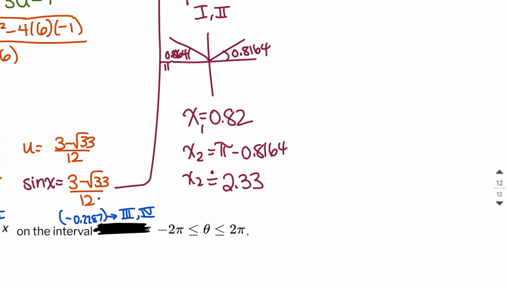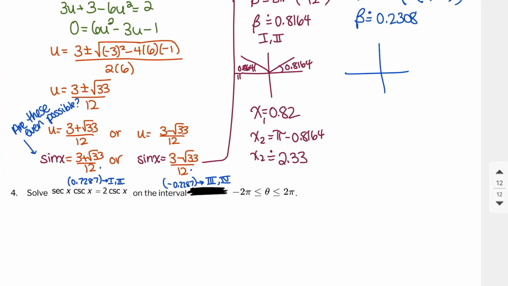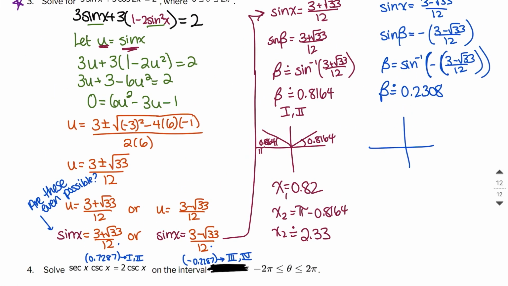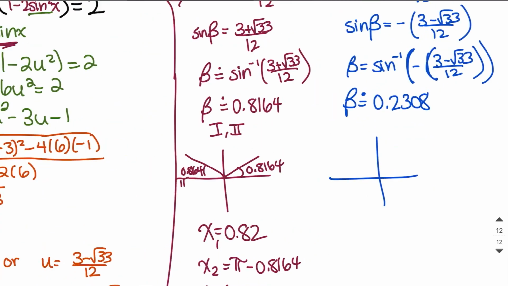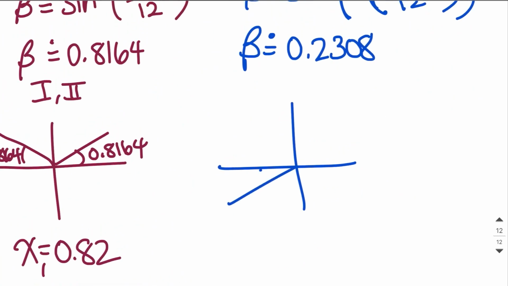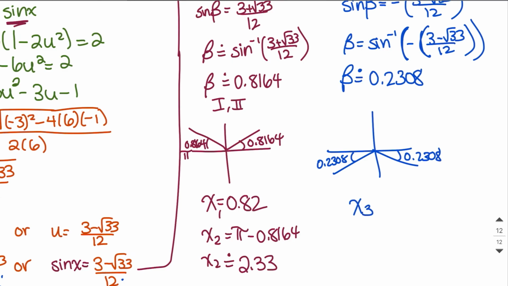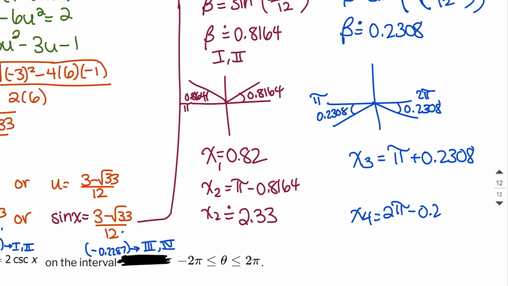Now let's go ahead and look at our next answer for beta right here. So our other related acute angle is 0.2308, but it was originally the inverse sine of a negative number, which means we're looking at quadrants 3 and 4. So this related acute angle right here is 0.2308 right here, as well as 0.2308 right here. So that means that my x3 would have to be pi plus 0.2308, and then my second angle would have to be 2 pi minus 0.2308.